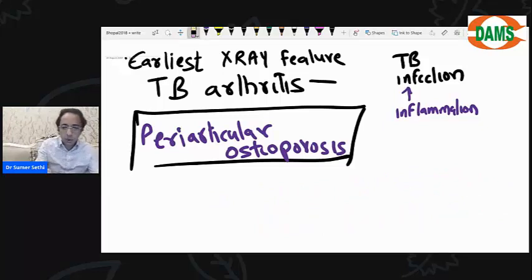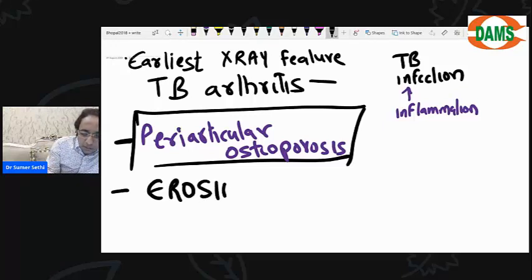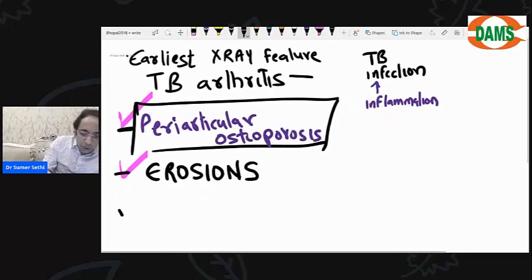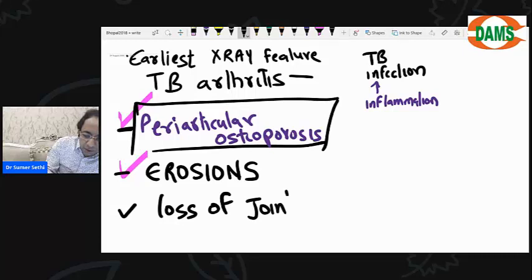Now, second question. Will you have erosions in tubercular arthritis? The answer is yes. Again, even in TB arthritis, because it's an inflammatory condition, it will cause localized destructions around the joint. We'll call it erosions. And will you have loss of joint space later on in TB? Yes, inflammatory disorders also lead to loss of joint space.